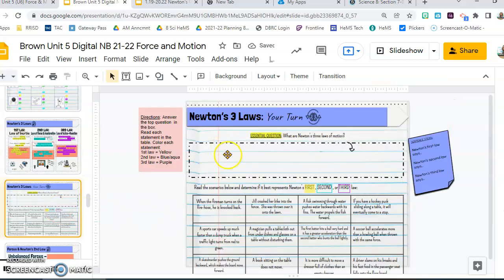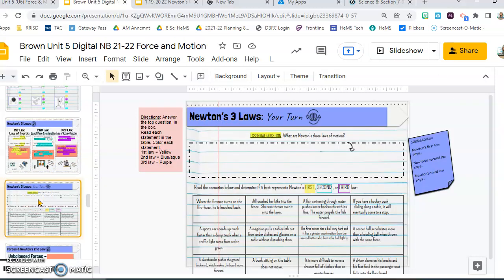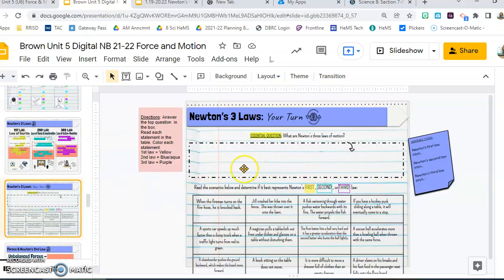All right. So this next one is where you're going to type, and here are some sentence starters on the far right. Newton's first law says, Newton's second law says, Newton's third law says. If you look back here, Newton's first law says if an object is moving, it will continue to move. If it's at rest, it will stay at rest. You can type that in right here into this box. Newton's second law says that acceleration depends on force and mass. And Newton's third law says that for every action, there's an equal and opposite reaction. So you can type those in there.